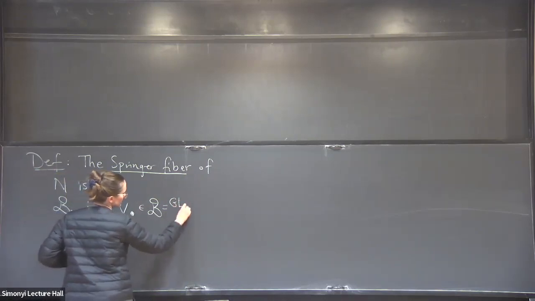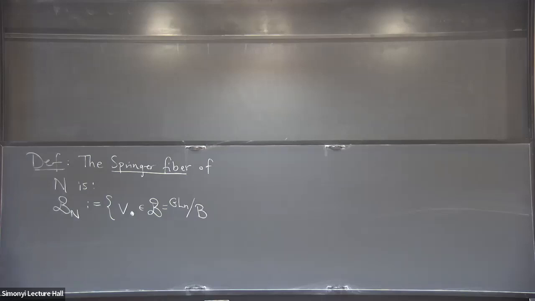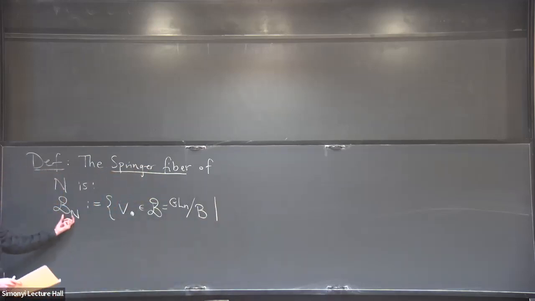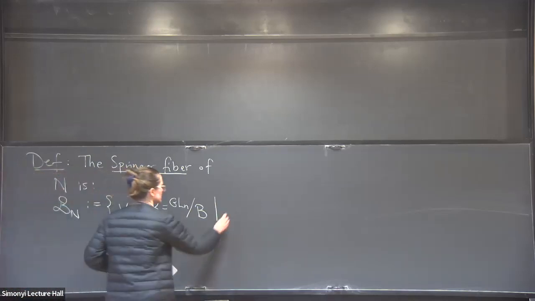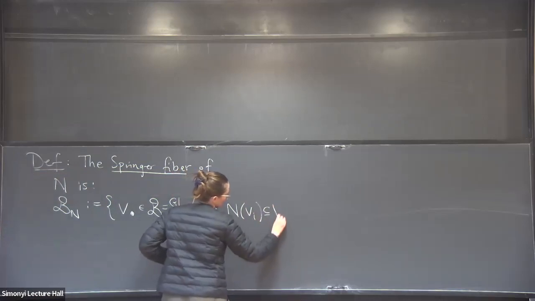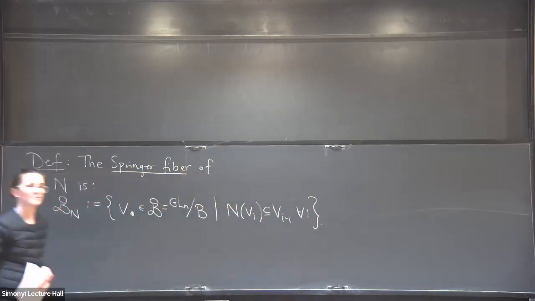So you can think of this as GL_n mod a subgroup of upper triangular matrices, like was presented in Melissa's talk. She set me up very nicely. But now I'm going to put the requirement that my nilpotent matrix maps the ith subspace into the (i minus first) subspace, for all i. So you can think of this as the flags that are fixed by my nilpotent operator.